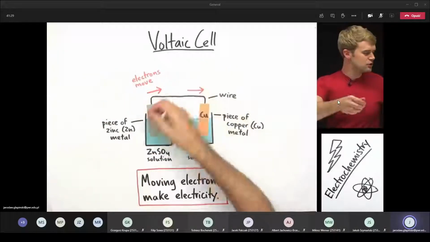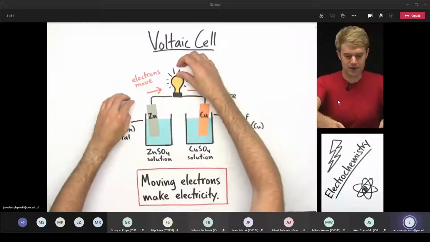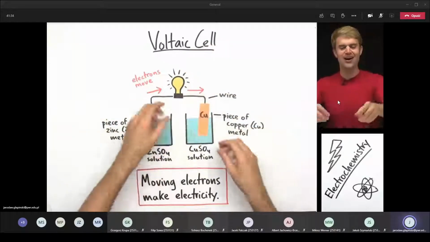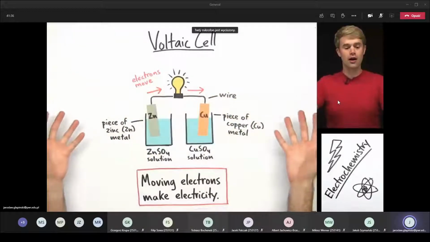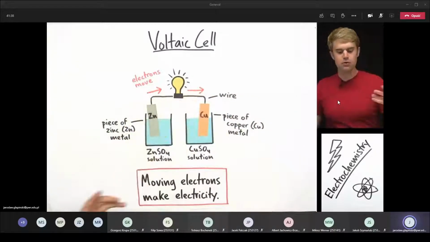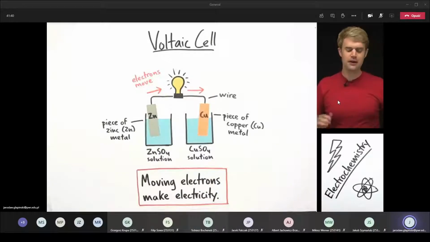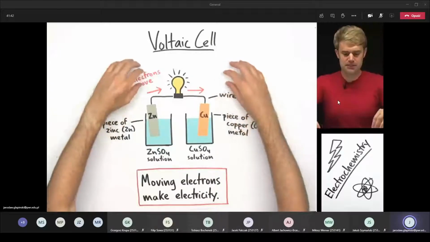And what we could actually do is we could take a little light bulb like this and hook it up to this wire, and the light bulb would turn on because there's electricity moving through this wire.